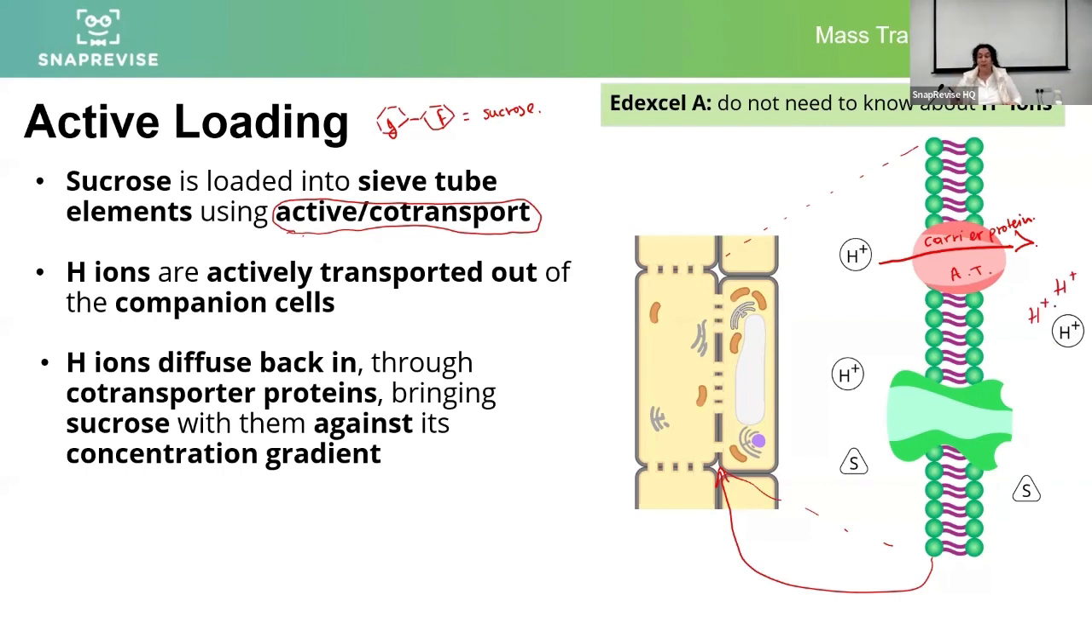Whenever we have a concentration gradient, what is going to happen? Those ions, or whatever molecules, are going to have the tendency to diffuse down their concentration gradient. So those ions are eventually going to diffuse back into the companion cells. They're ions, so they have to diffuse through an aqueous channel. So basically this here is a channel protein. It's actually a carrier protein. Sorry about that, guys. It's a carrier protein.